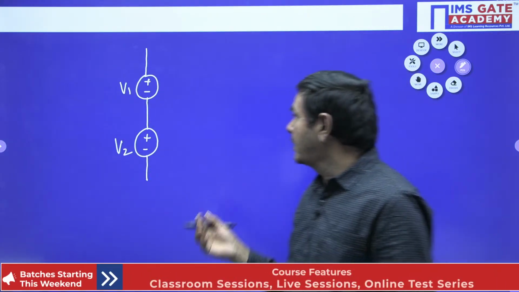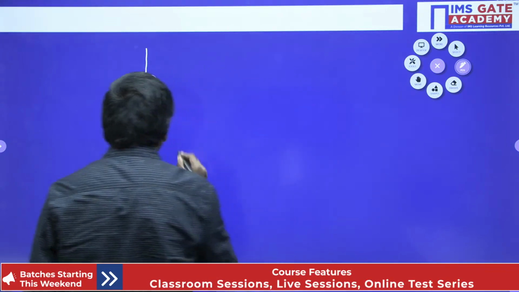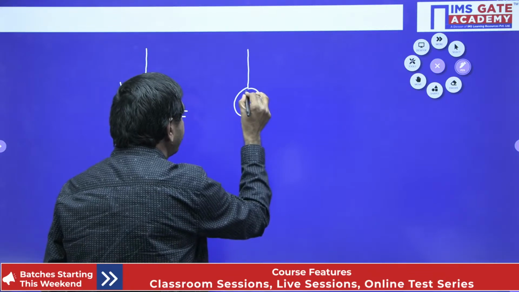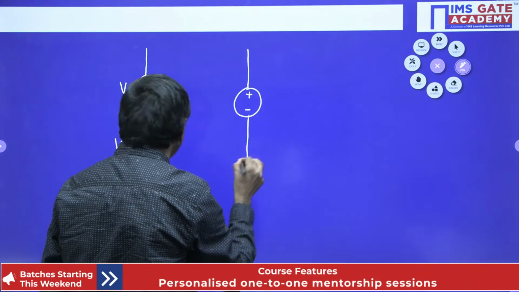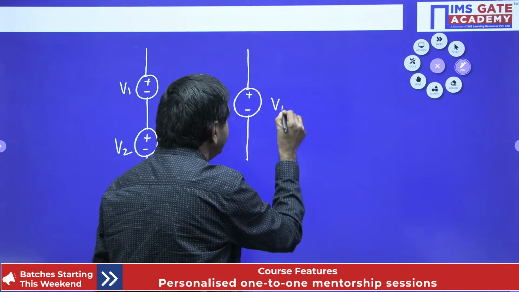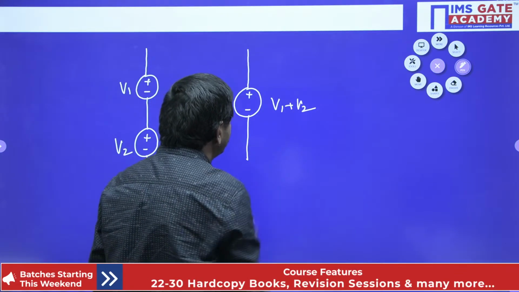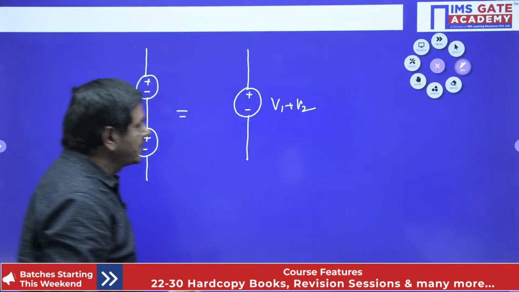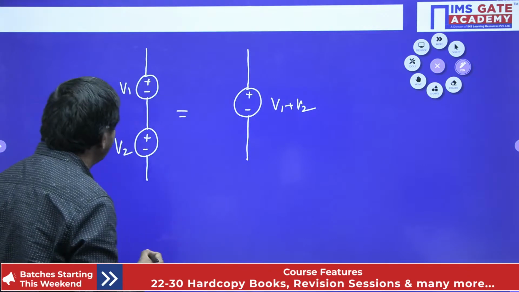Two voltage sources are connected in such a way. What is the total voltage? We can draw the equivalent circuit here, with plus minus. These two voltages you can add directly. V1 plus V2 you can add, and a single source you can connect. That is acceptable.